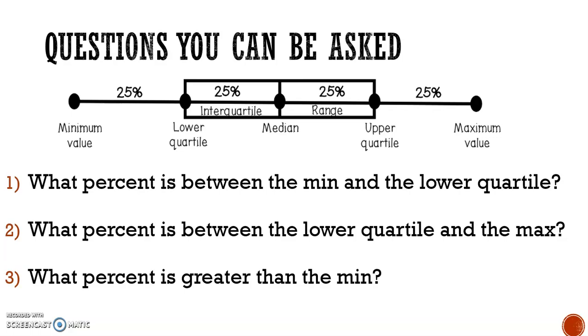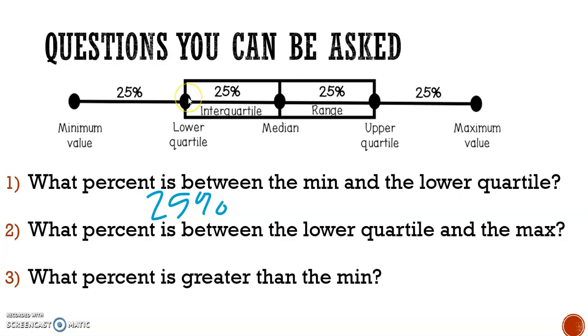So we're going to look at a few questions regarding the percentages. The first question says, what percent is between the min and the lower quartile? So I'm going to find the minimum value, I'm going to find the lower quartile, and I'm going to count up the 25% that is in between those two values. So starting at minimum, I'm going to count, and that's just 25%. So the answer is 25%.